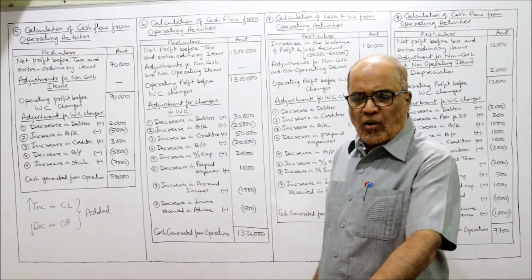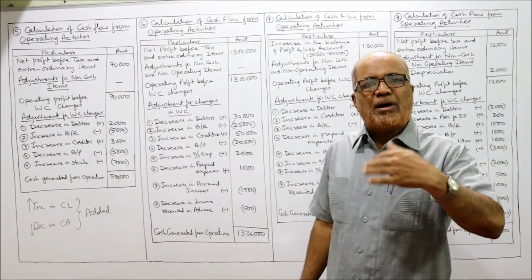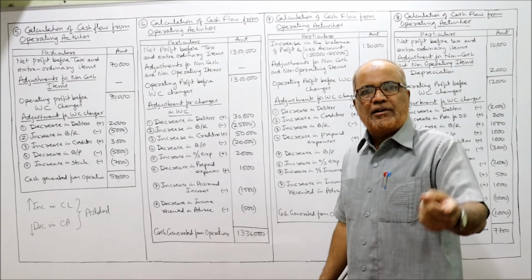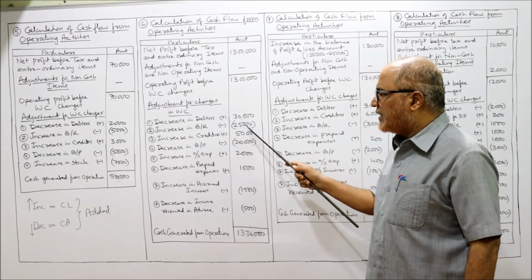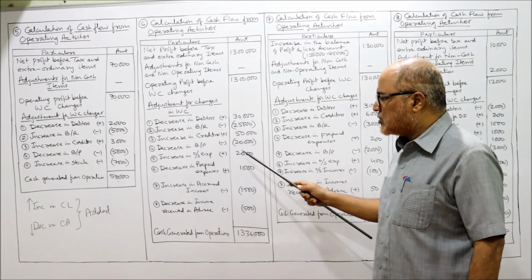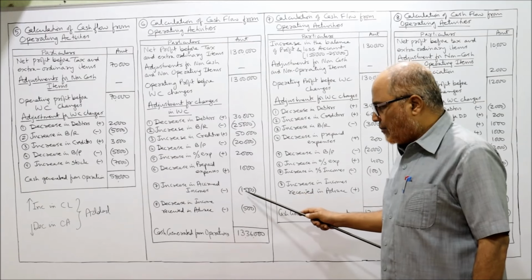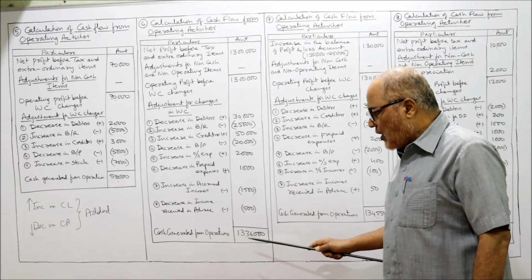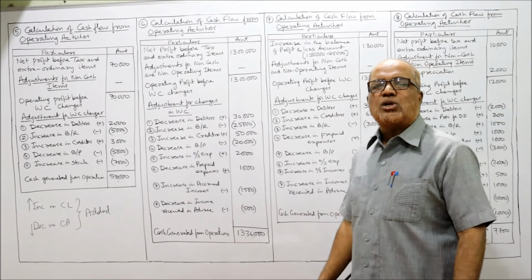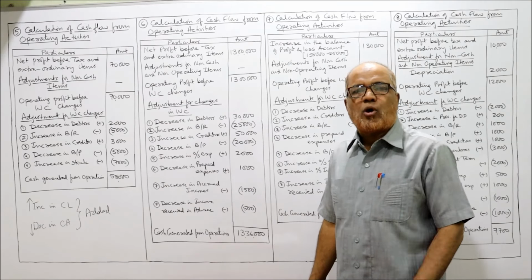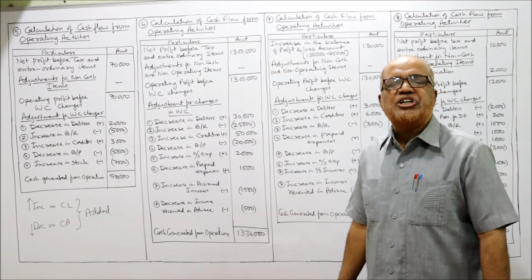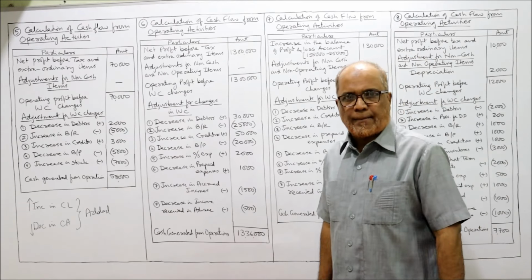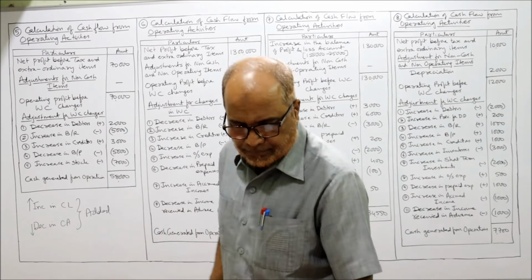That's all. Each and every item I have explained, whether it should be added or deducted. Now 13 lakh plus 30,000 minus 25,000 plus 50,000 minus 20,000 plus 2,000 plus 1,000 minus 1,500 minus 500. 13 lakh 36,000 is the cash generated from operations, or net cash flow from operating activities. That's it. So this is the sixth problem.